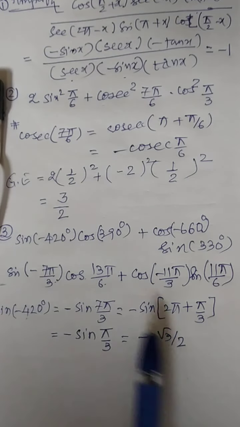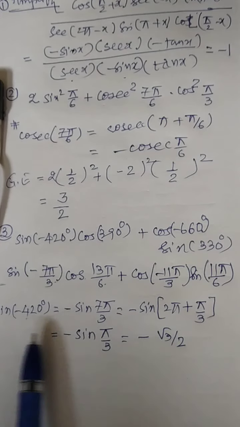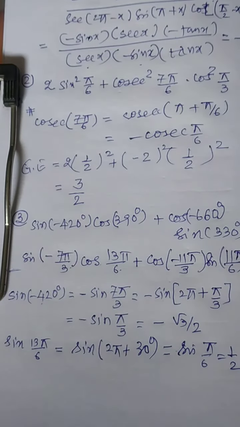This I have explained. This you find out, this you find out, this you find out. And then I will be showing the answers now. Check, the second answer is on the screen. Sin 13 pi by 6 is nothing but half.